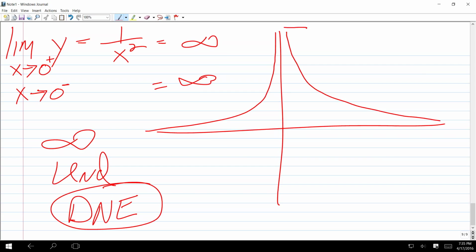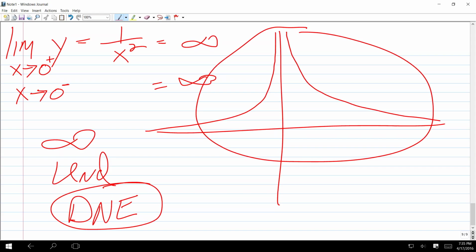But in this case here, the limit definitely exists. One might argue whether it's infinity or not, but it exists. In other words, it's the same from the right or the left. Okay.